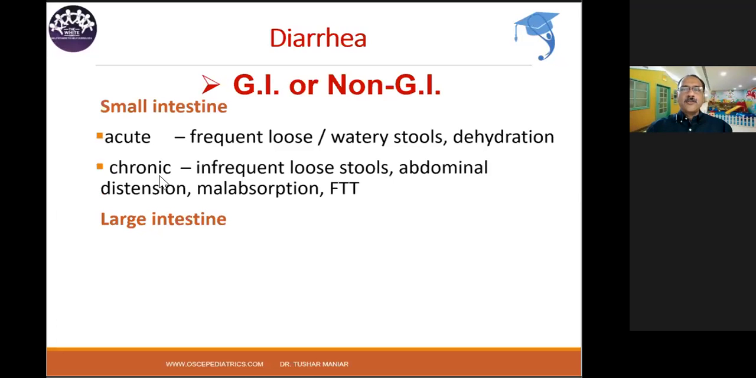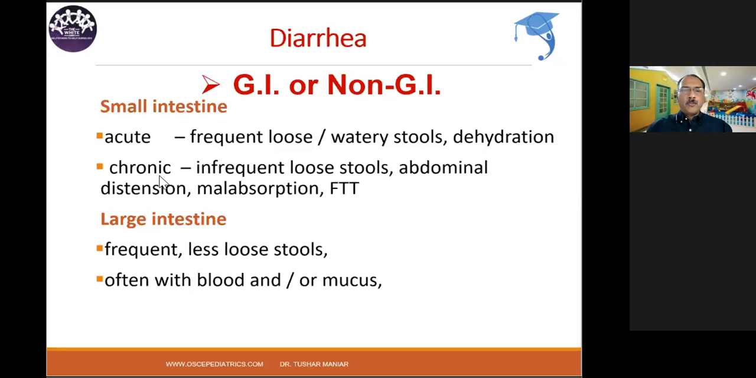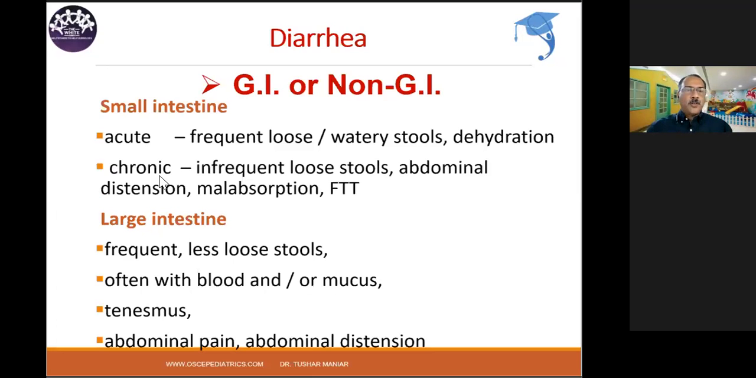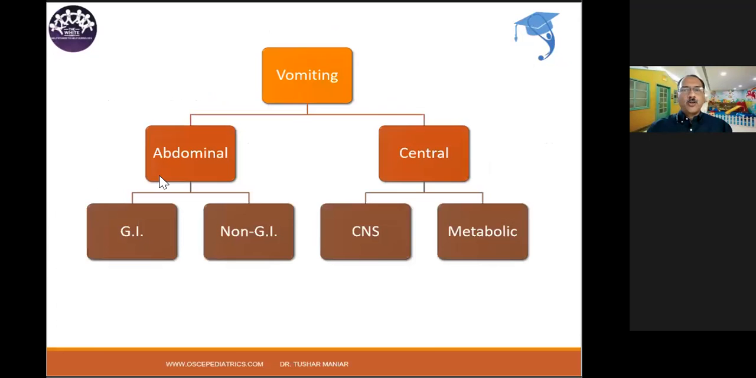On the other hand, as you all said about large intestine, the quantity of stool is usually less. There can be frequent, multiple small stools, may or may not be with blood and mucus, may or may not be with tenesmus, and can have abdominal distension or pain. So the main differentiating factor between large and small intestine would be to see small frequent stools versus large watery stools, and blood or no blood.